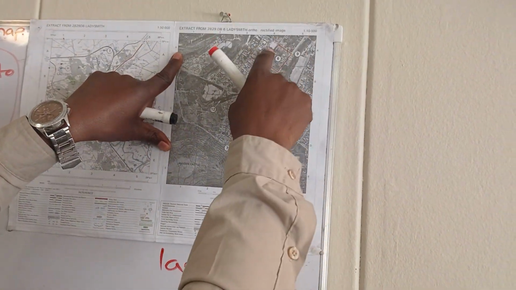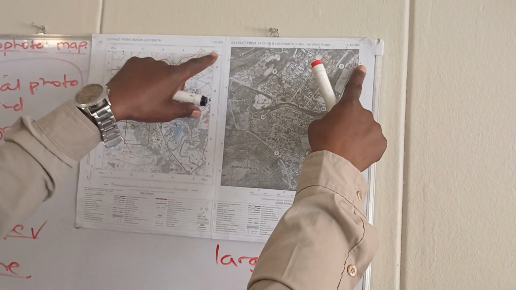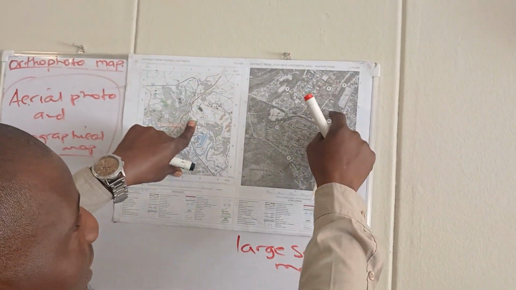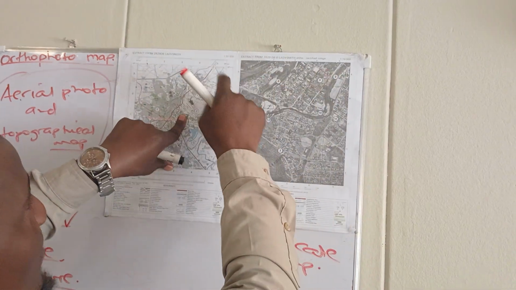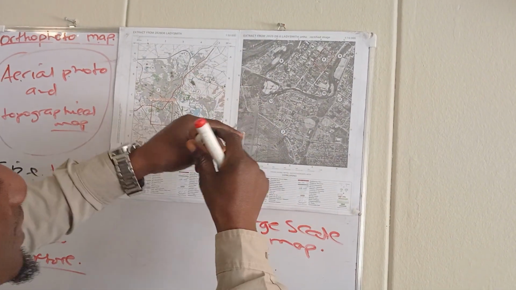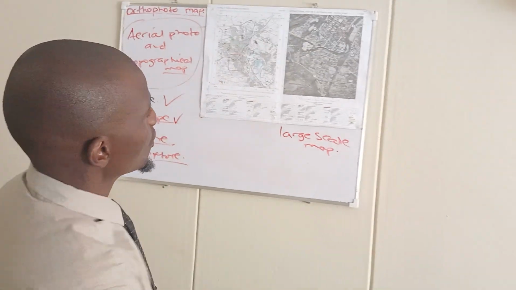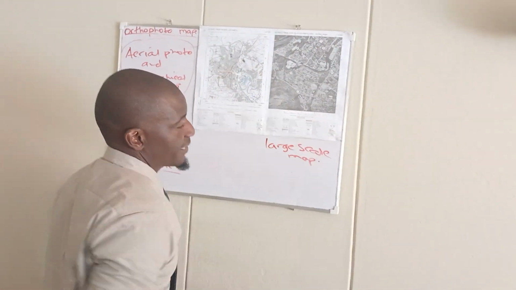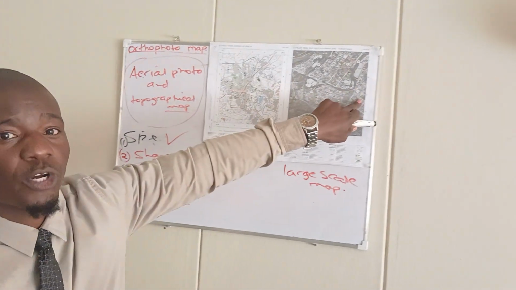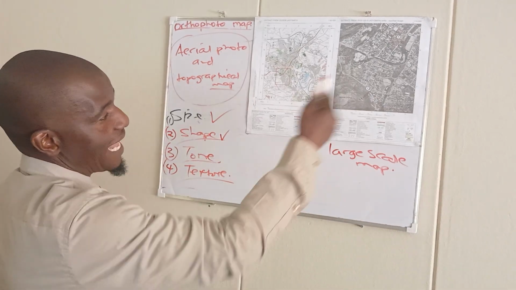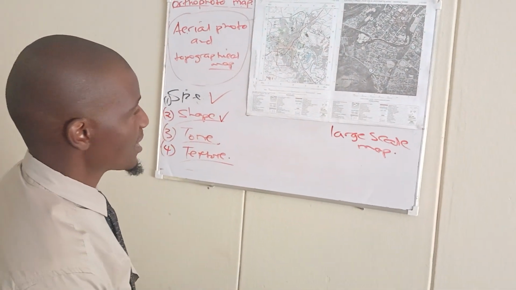The smaller the number, the larger the scale. The bigger the number, the smaller the scale. We are looking at this number, the relationship between distance on the map and distance on the actual ground. So this is your large scale map. That's why some features appear to be bigger on an orthophoto map as compared to the topographical map, because it's 5 times larger. That's basically what you're talking about.